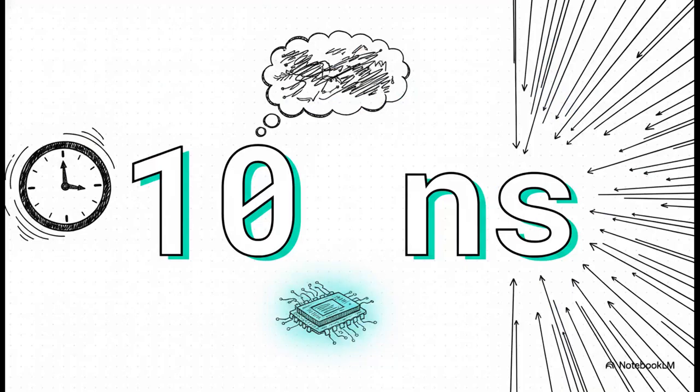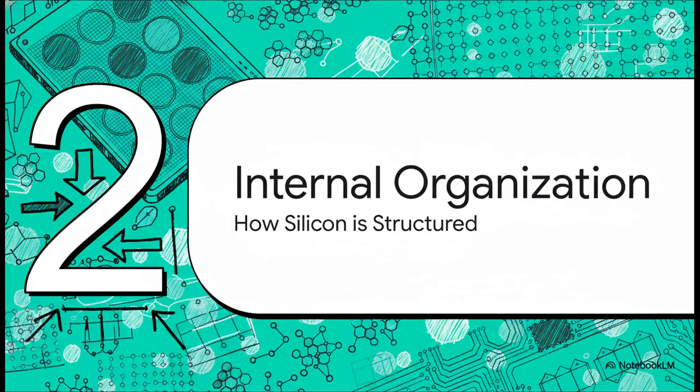But what's truly mind-blowing here is the performance. The cycle time, which is the time from the start of one memory access to the start of the next, ranges from 100 nanoseconds down to a blazing fast 10 nanoseconds. Just try to imagine that level of microscopic speed happening continuously inside your phone or laptop. It's wild. Okay, moving right along to internal organization.